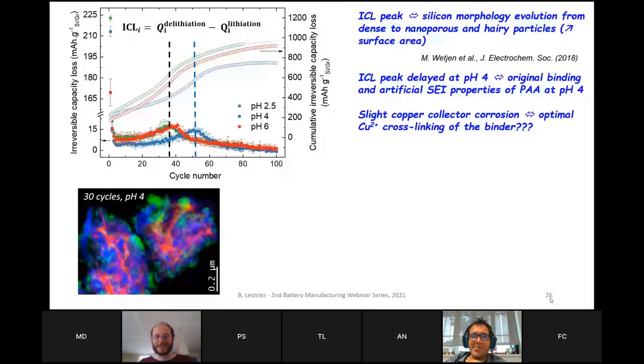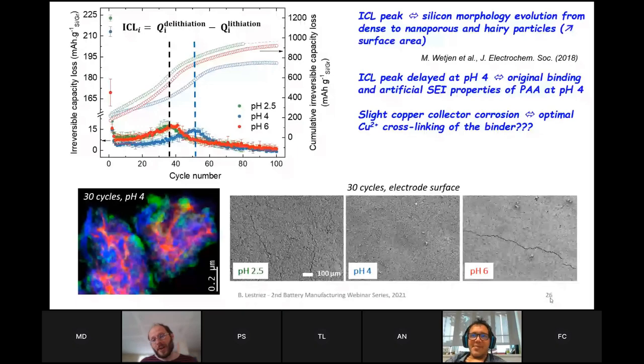Okay, and also another hint of evidence that this polymer is behaving differently is that after 30 cycles, the electrode at pH 4 is not cracked, while it is cracked, with some little cracks, at pH 2.5 and 6, which means that this binder is behaving differently. Next, I think it's time for conclusion, yes?